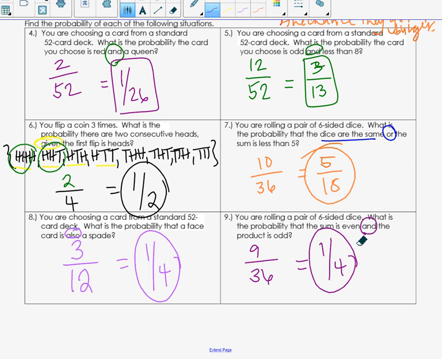Okay? So little conditional, little independence, little simple probability. Make sure you feel good about all of that. If you have any questions, please do not hesitate to ask.